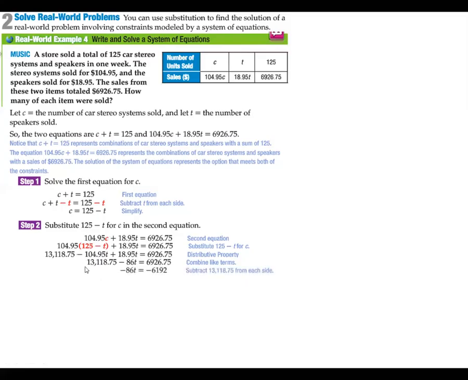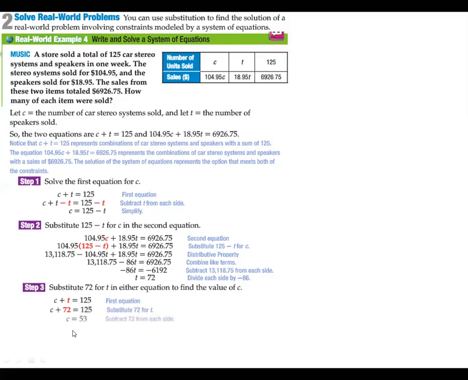Then you're going to subtract the 13,000 number from both sides. Then you're going to divide by the negative 86, and you get T equals 72. So that means so far that the number of speakers sold is 72. Well, if the total is 125, I could just substitute 72 into the C plus T equation and subtract 72 from both sides, and you get 53. And so the store sold 53 car stereo systems and 72 speakers.